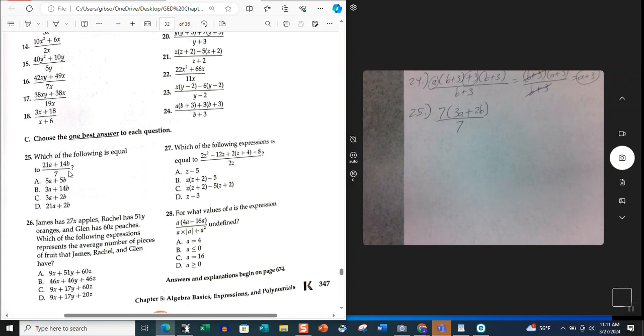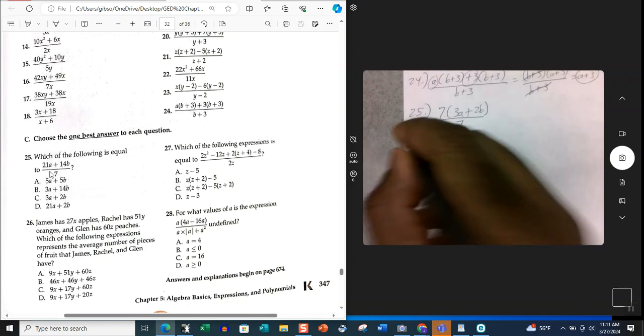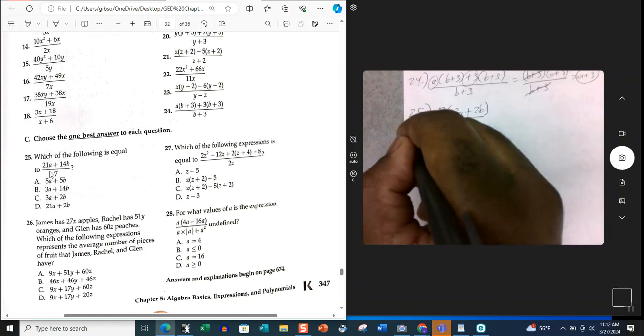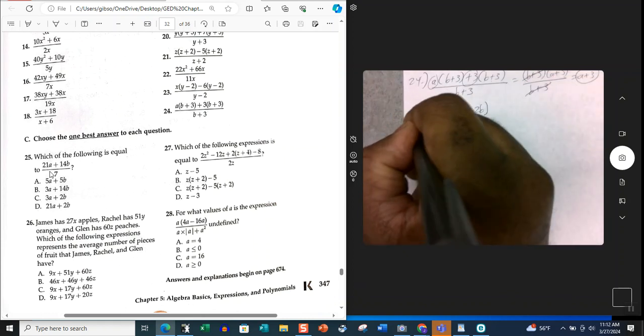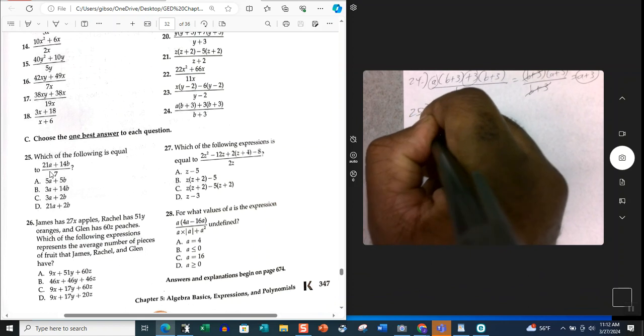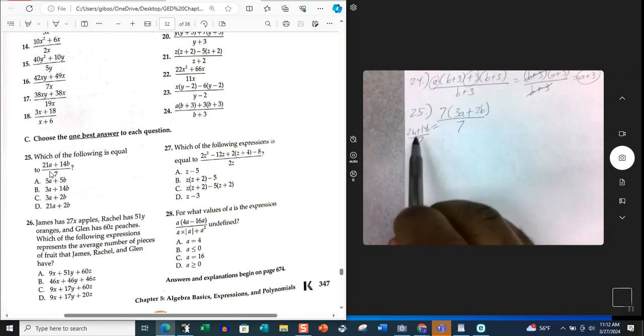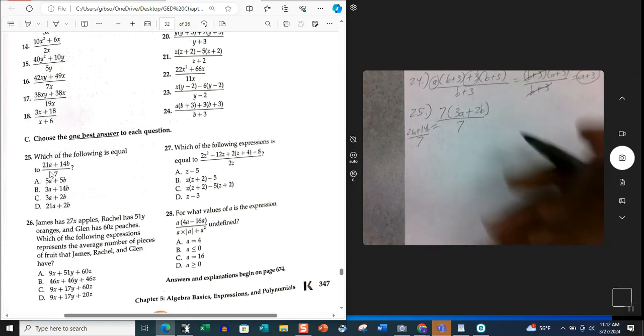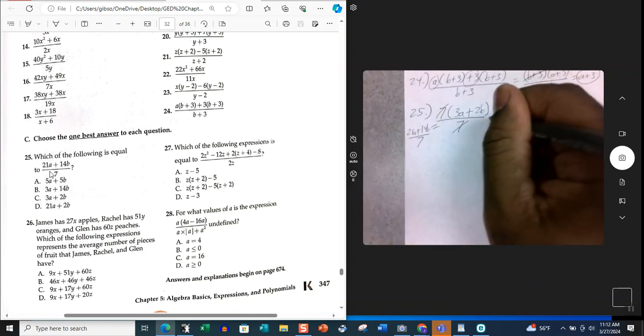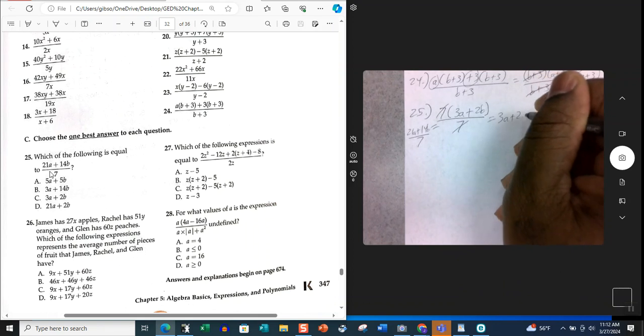If you need to write that problem down, fine. I probably should have written it down, so let me write it here. This would have been 21a plus 14b all over 7, and I'll put it equal. So this is first, this is second. Now these 7's will simplify out, and you have 3a plus 2b.